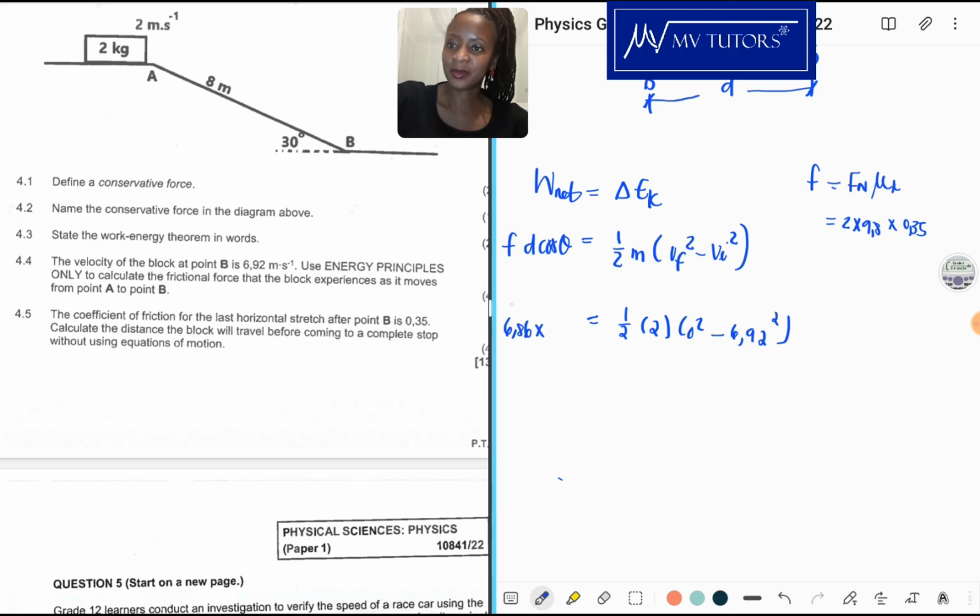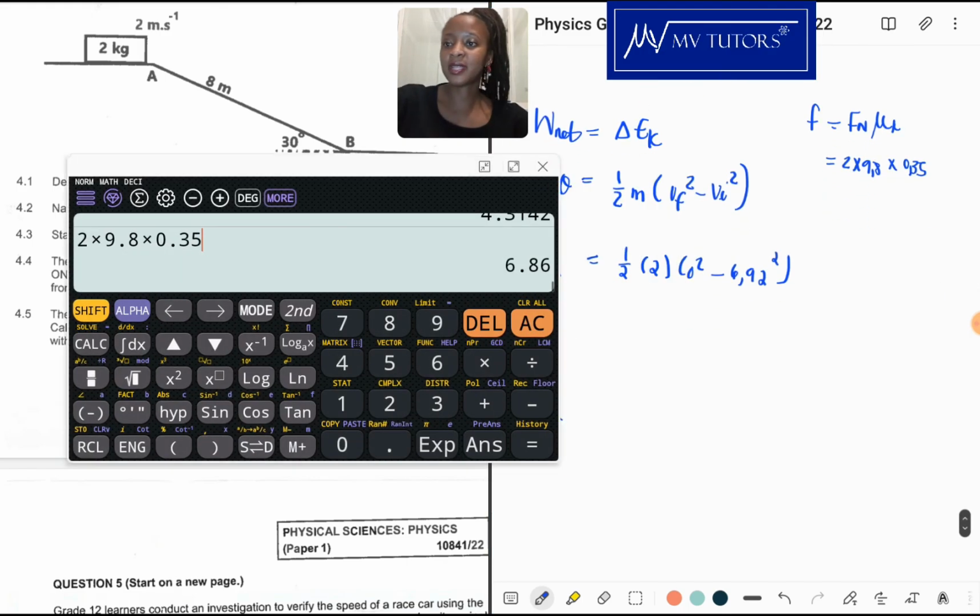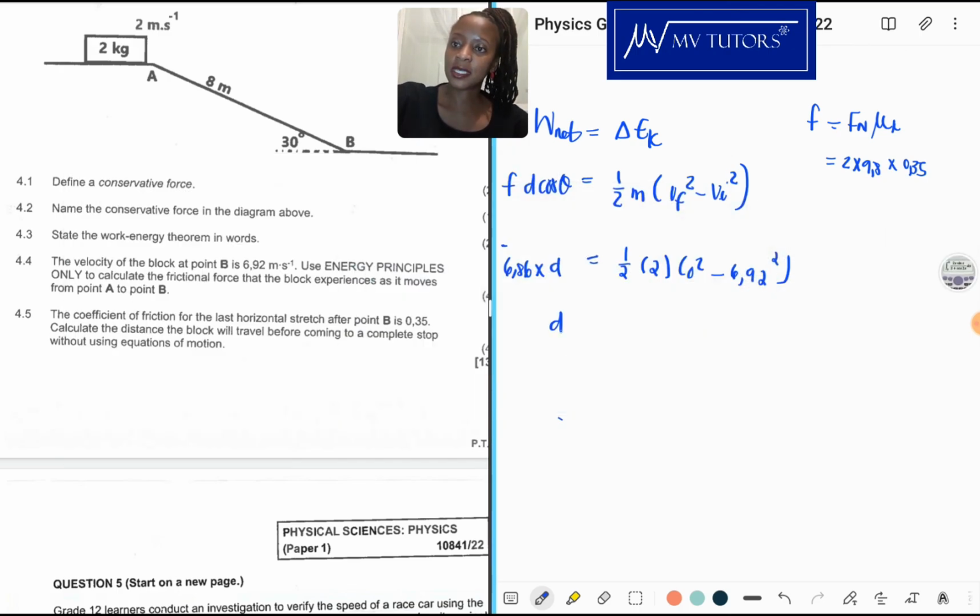Oh gosh, I should have given myself some space. Okay, and then times d, so there's a negative there. Alright, so let's just calculate what happens this side. So 0.5 times 2 times -6,92 squared is -47,88. So d is equal to -47,88 all over -6,86.